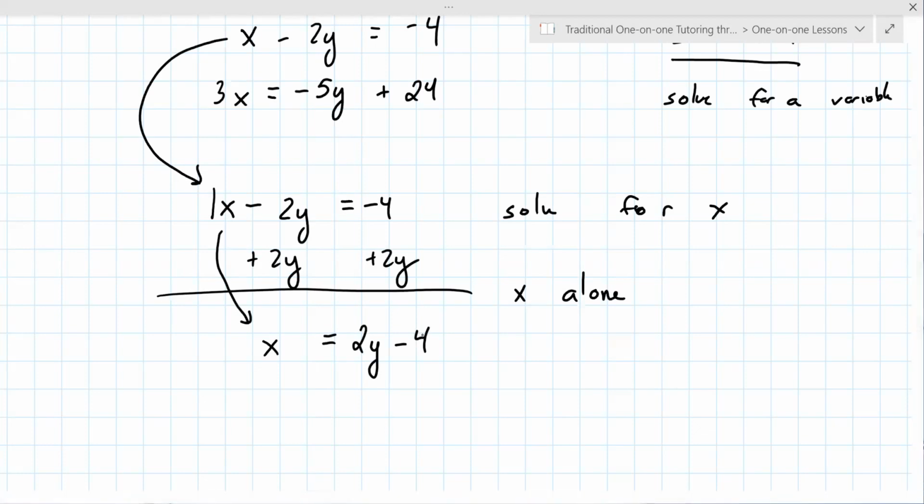2y minus 4. Yes. That's right. It's x equals 2y minus 4. Yes. Okay. Let me know when you get that down.